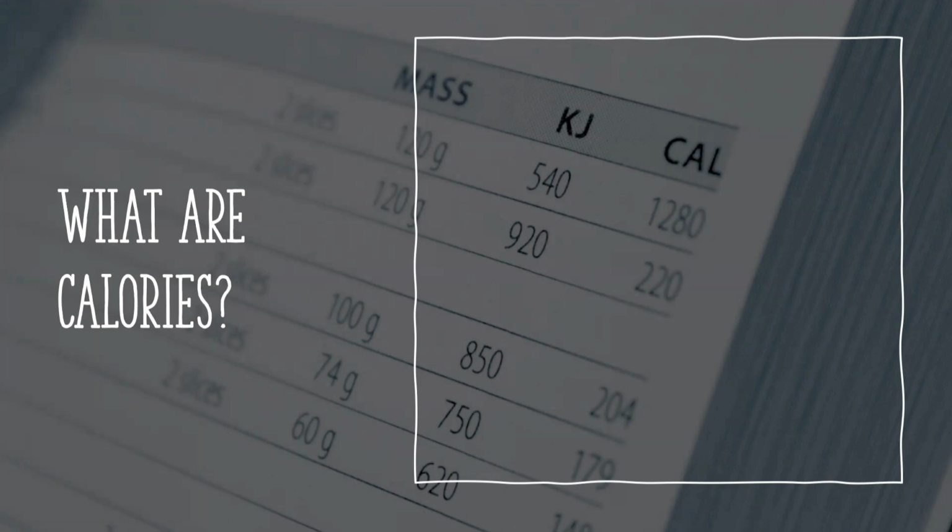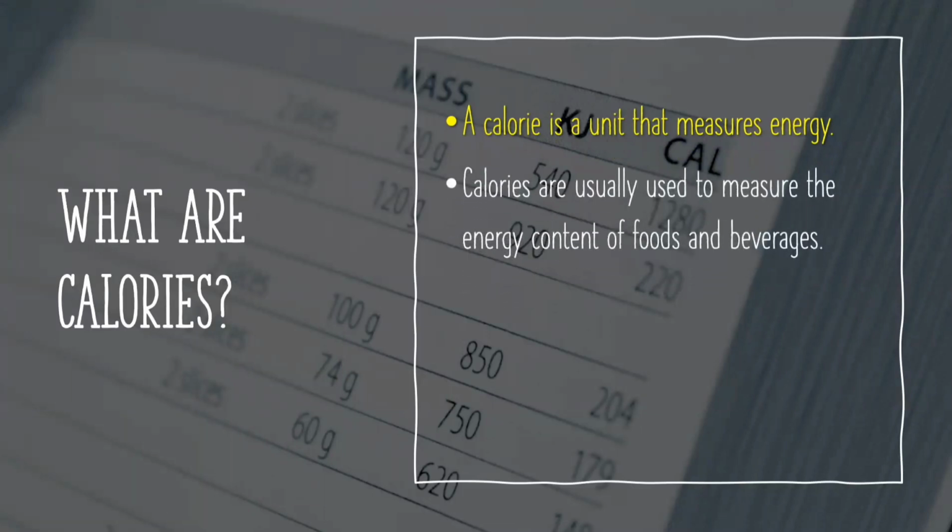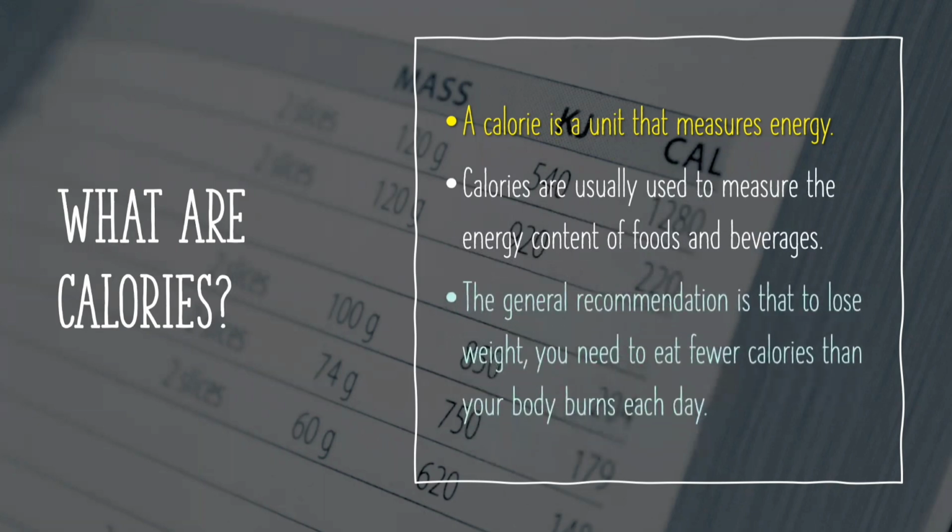What are calories, and are they really that important to count? A calorie is a unit that measures energy. Calories are usually used to measure the energy content of foods and beverages. The general recommendation is that to lose weight, you need to eat fewer calories than your body burns each day.